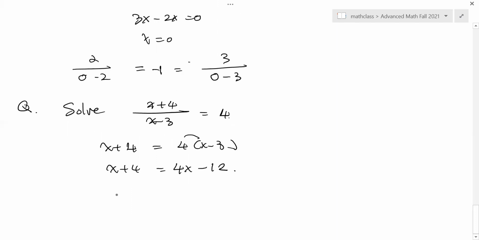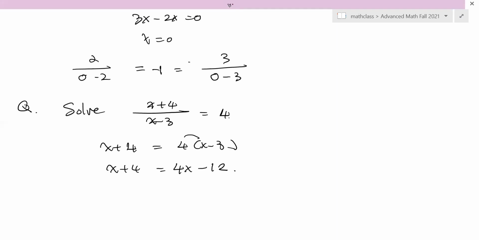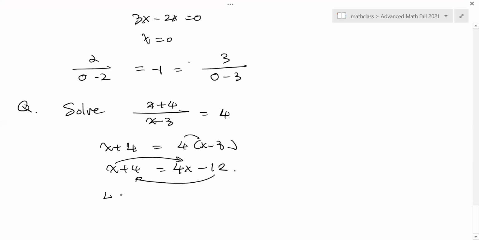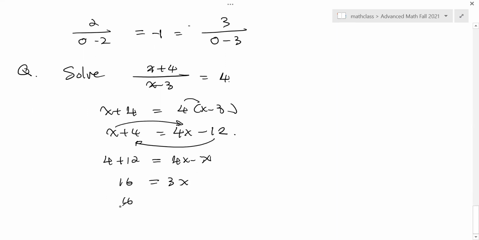Okay, so you get x plus 4 equals what? So let's see. So you can move x to the right hand side, then move 12 to the left. So 4 plus 12, change the sign, 4x minus x. So you get 16 equals 3x. Then both sides divide by 3. So you get x.